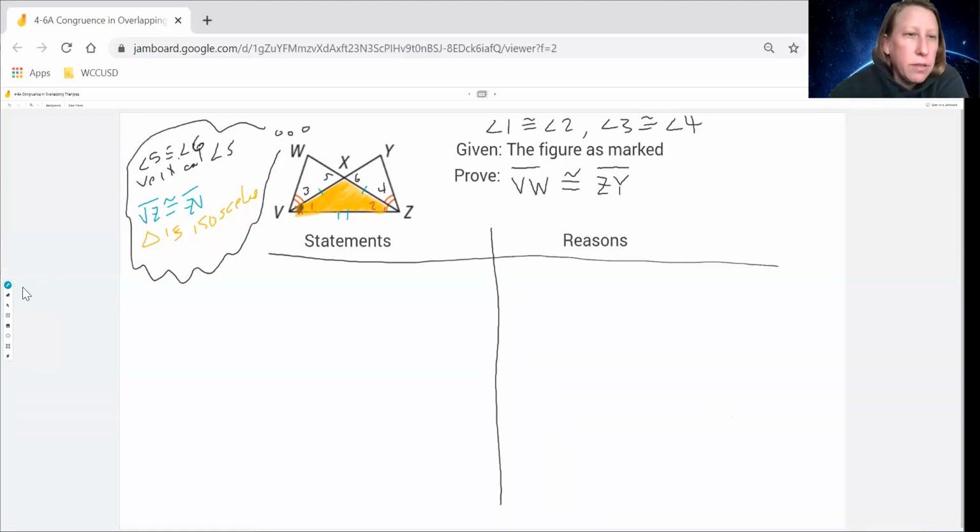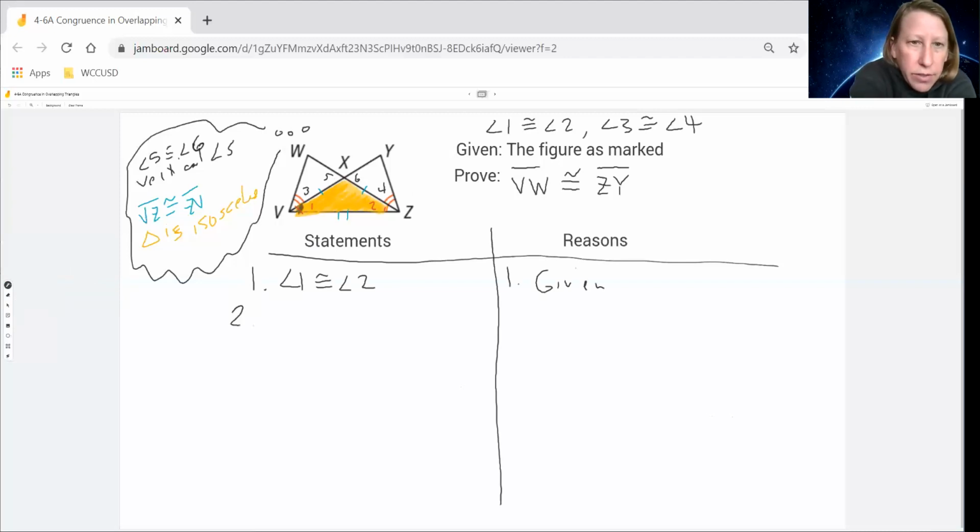I don't know. Let me start the proof, and then we can back up and start over again. I'm going to start with where I was going, which was that angle 1. I'm going to start by catching up and getting these two segments congruent. So I'm going to do angle 1 is congruent to angle 2. Okay, that was marked, that was given.